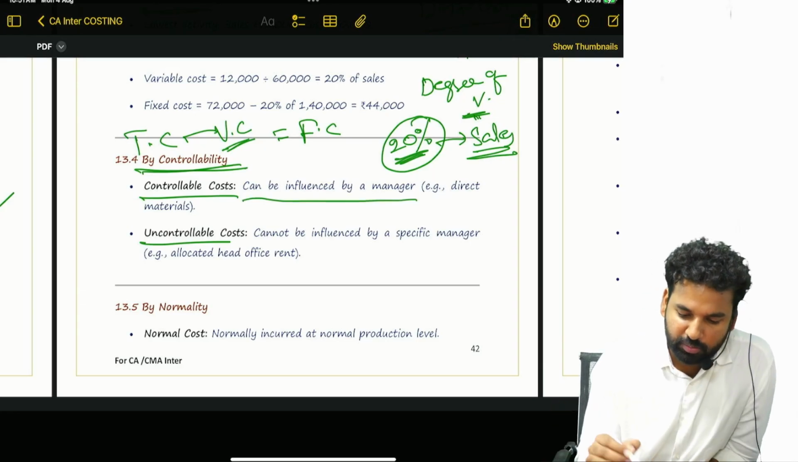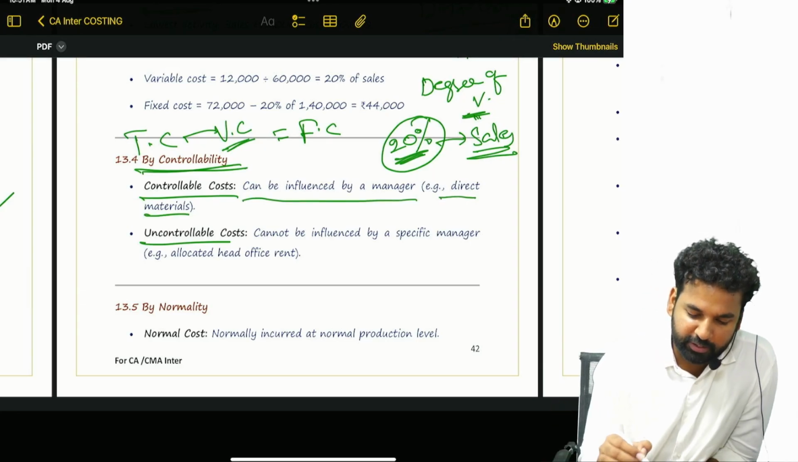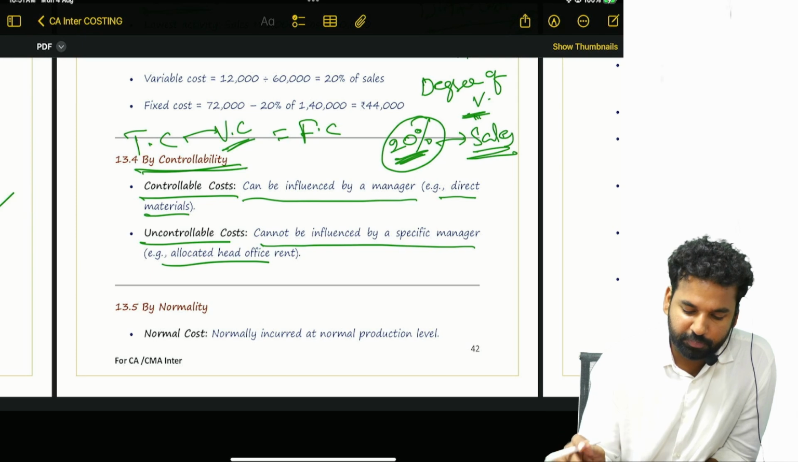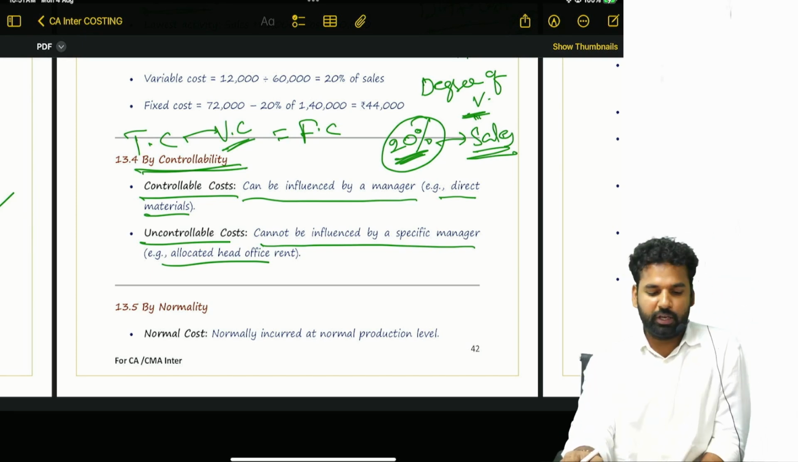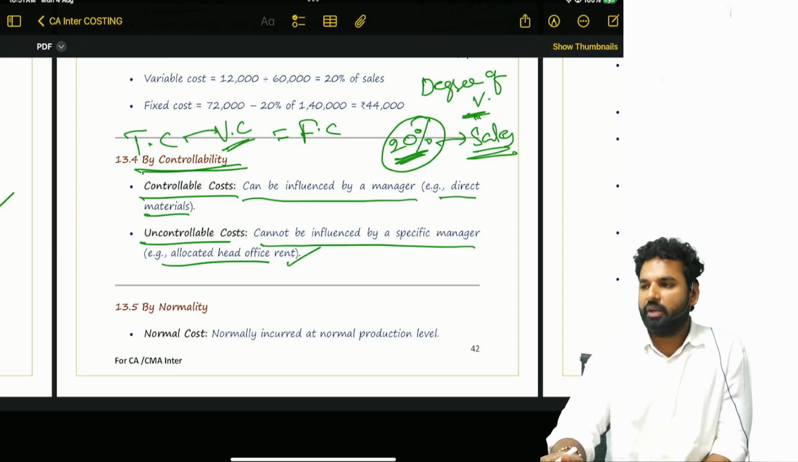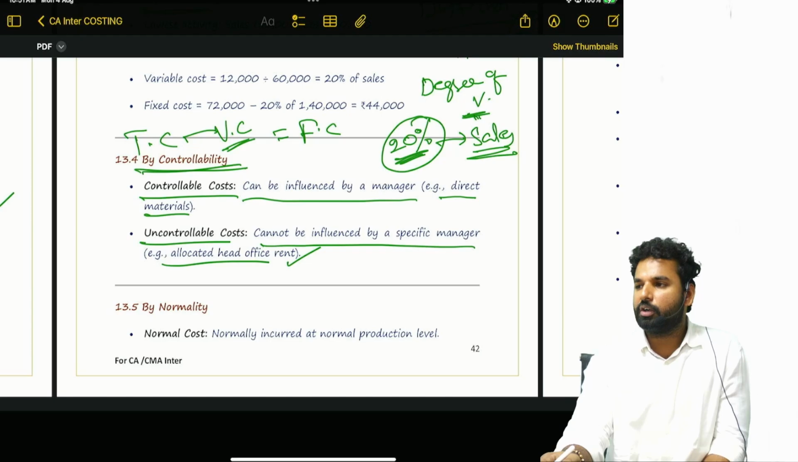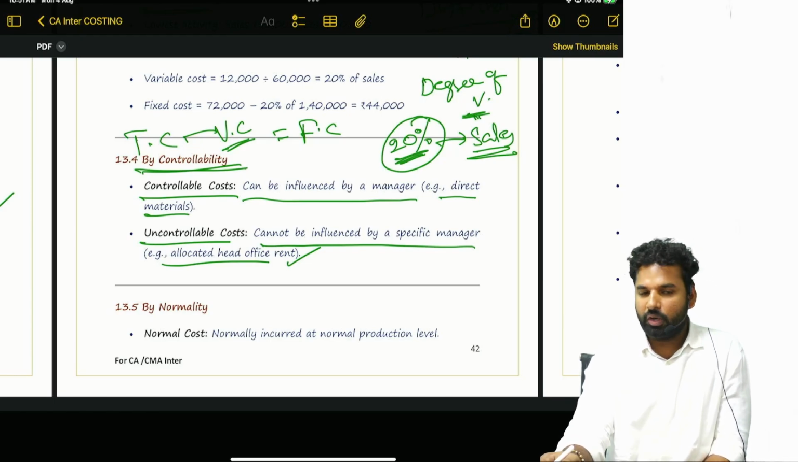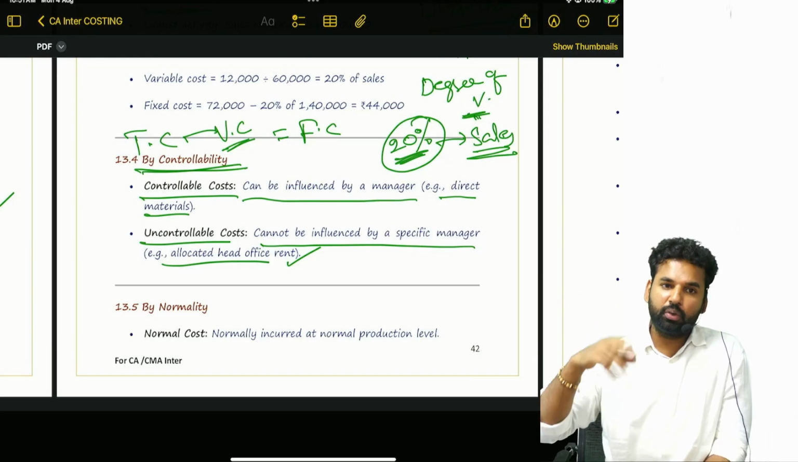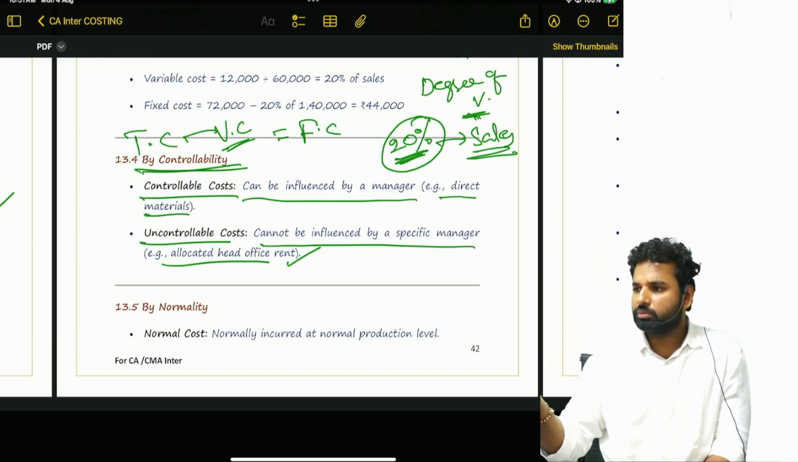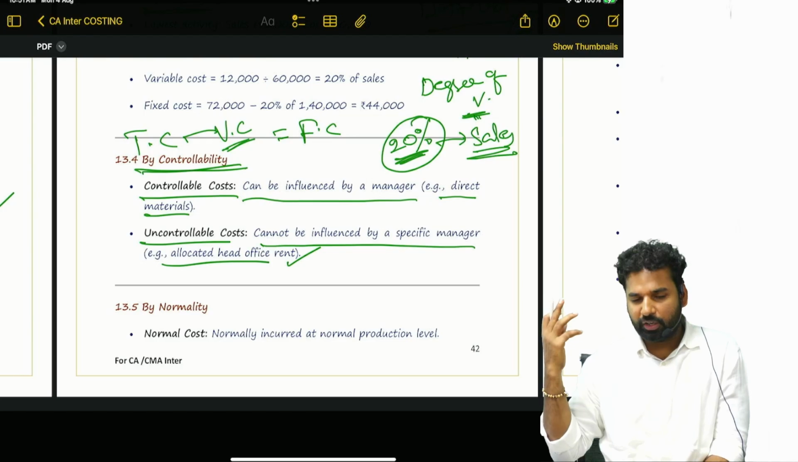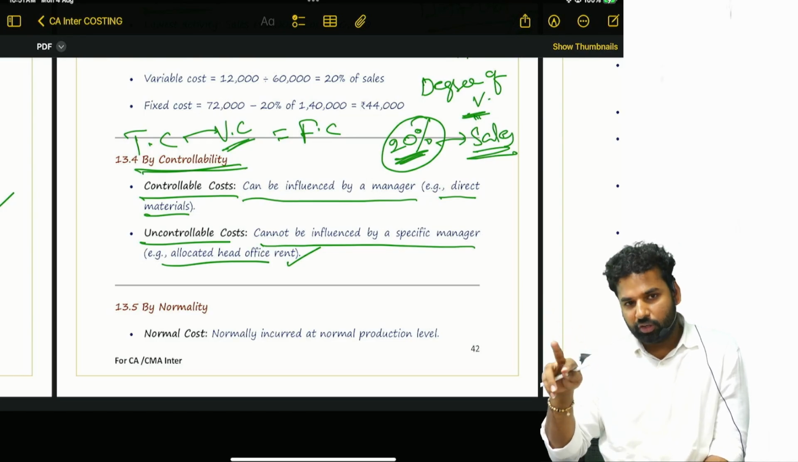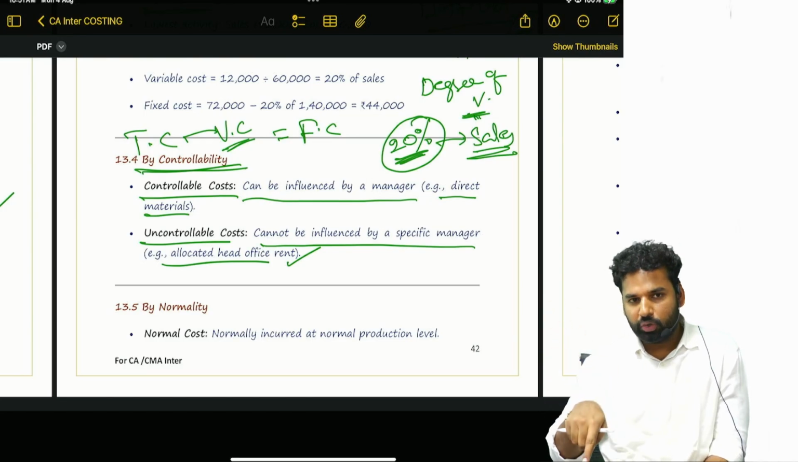So controllable means it can be influenced by a manager. Example, direct materials cannot be influenced by a specific manager. Allocated head office rent, that cannot be controlled by the branch manager. So that's why that is uncontrollable to a branch manager. Rent is uncontrollable to a branch manager. Material is controllable to a branch manager. Okay, but rent is controllable to whom? A CEO of a company, or CFO of a company, or MD of a company. So it is controllable to the MD, it is not controllable to the branch manager.